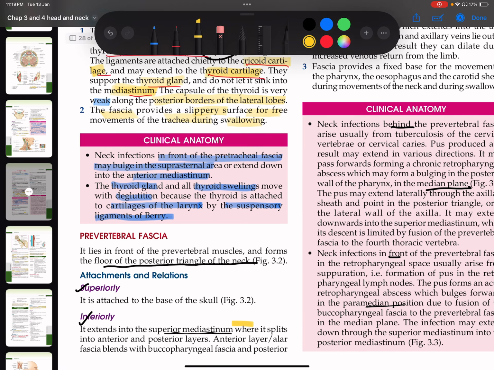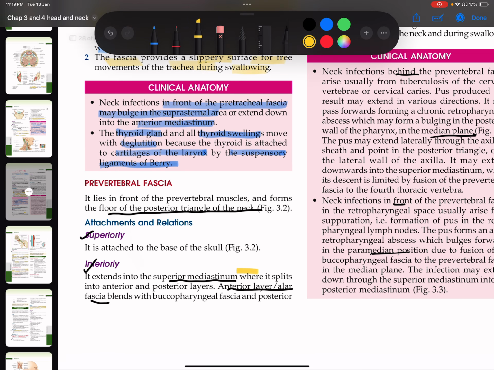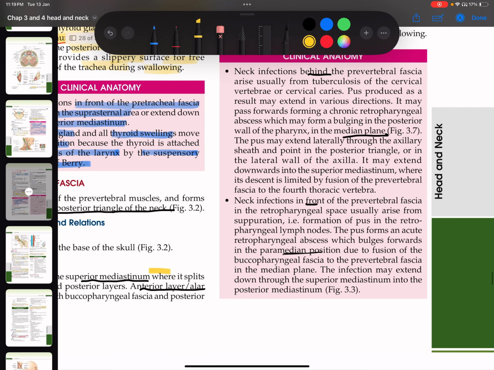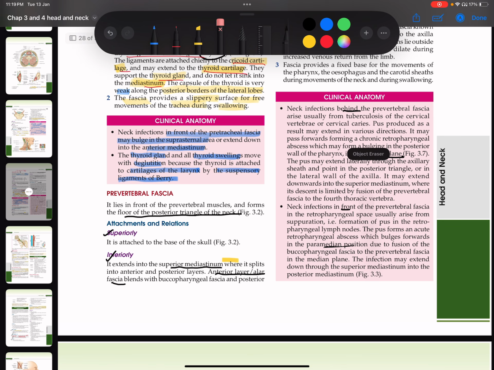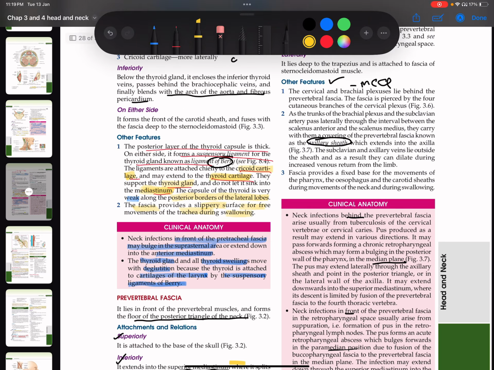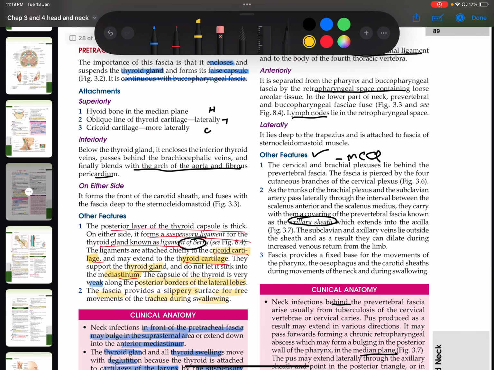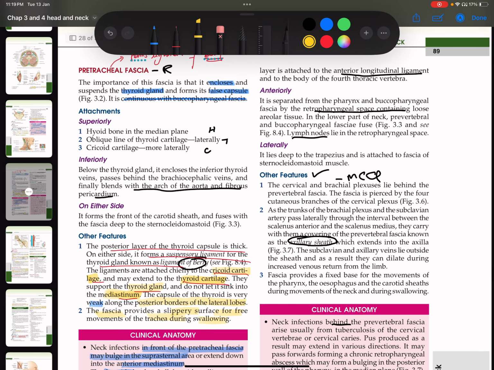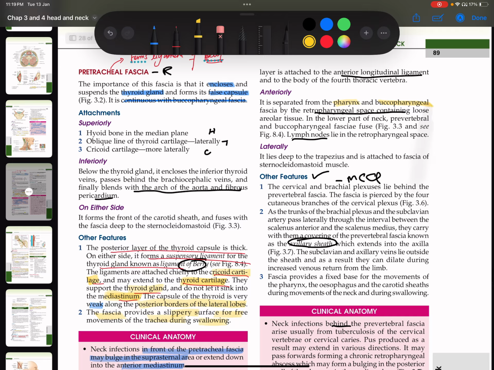Moving forward, we have prevertebral fascia. This forms the floor of the posterior triangle of the neck and it extends to the superior mediastinum, and its anterior layer is known as alar fascia. There's a clinical point about this that I'll tell you. Also this forms the axillary sheath, and it is separated from the pharynx and buccopharyngeal fascia by the retropharyngeal space.